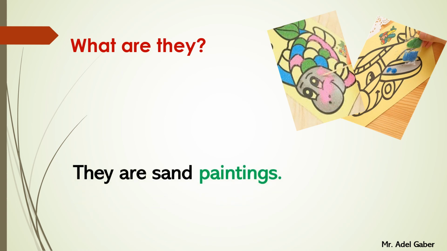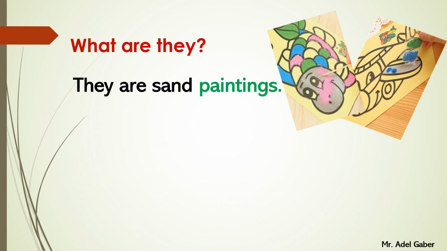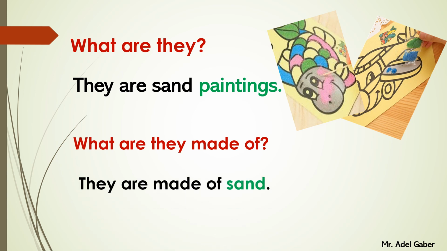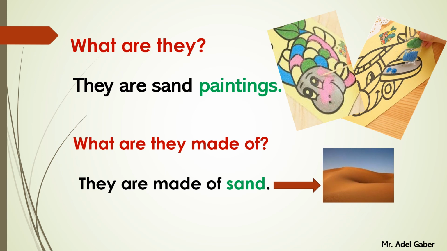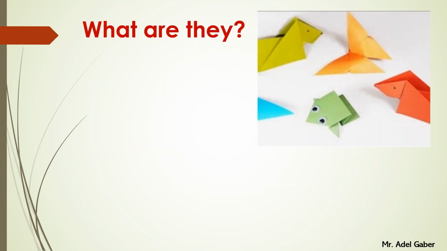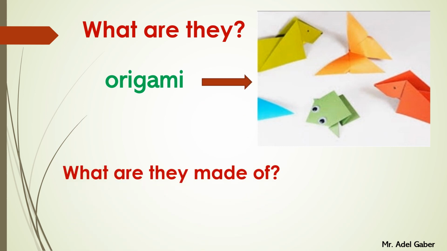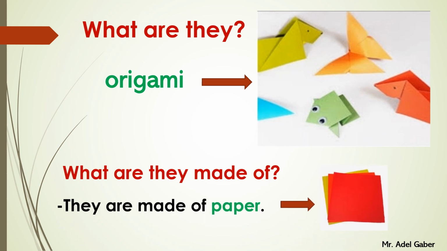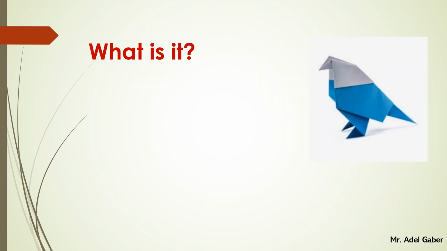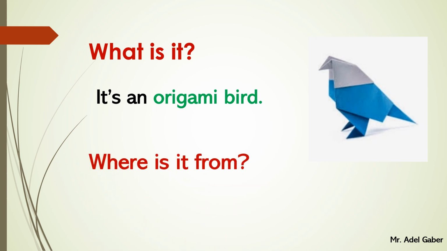What are they? They are sand paintings. What are they made of? They are made of sand. What are they? They are origami. What are they made of? They are made of paper. What is it? It is an origami bird. Where is it from? It is from Japan.